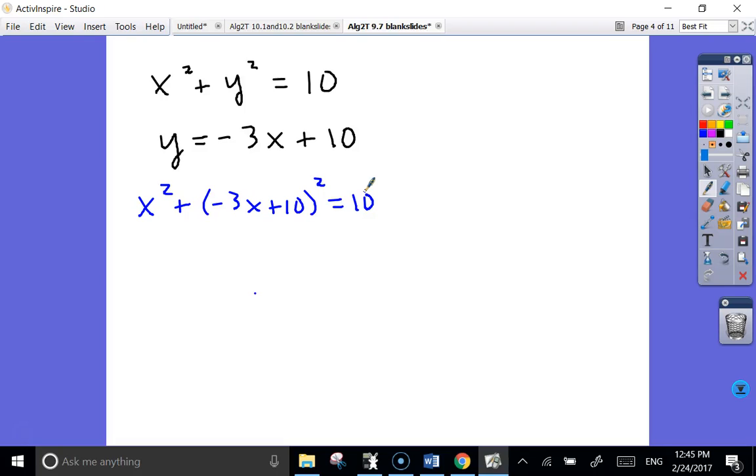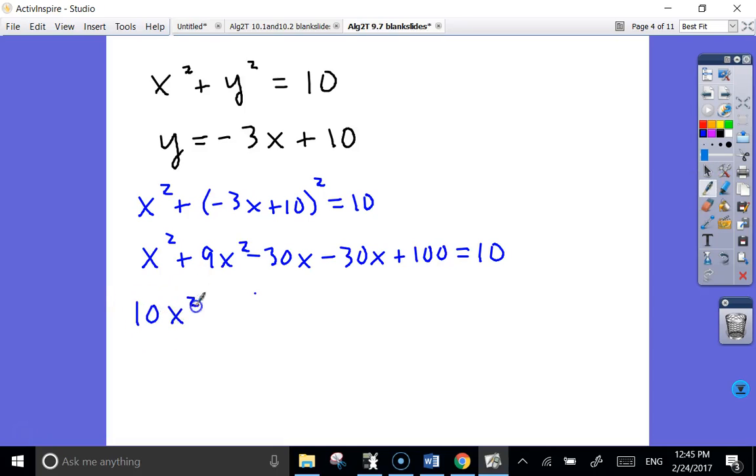Looks like it's going to be a quadratic, so we're going to have to think of the ways we solve quadratics. So x squared, FOIL that, I'm going to get plus 9x squared minus 30x plus 100 equals 10. Combine like terms. That'll be 10x squared minus 60x plus 90.